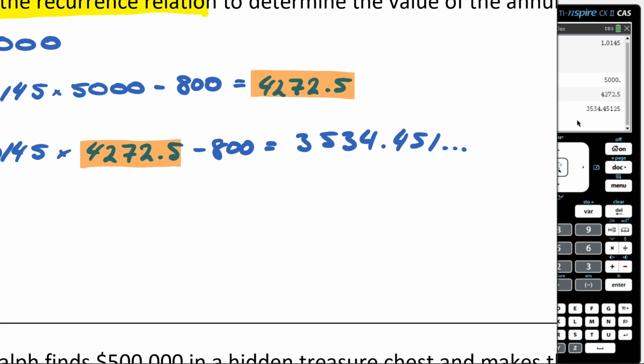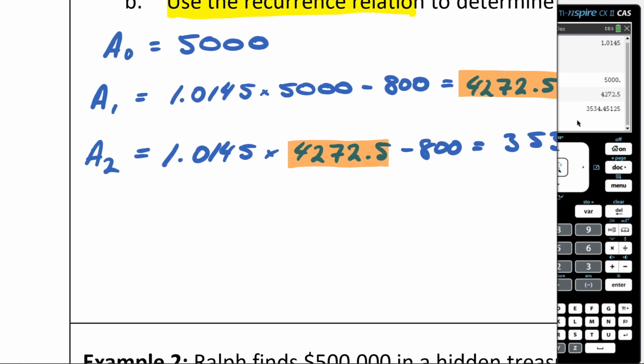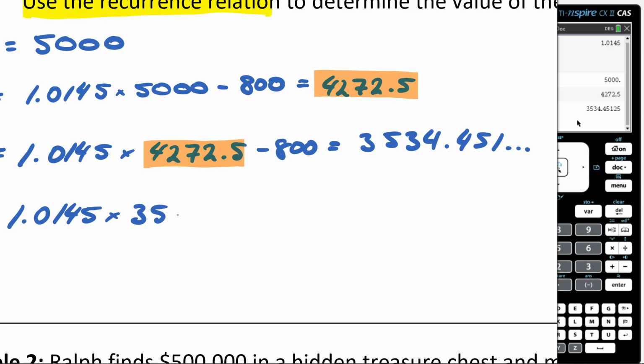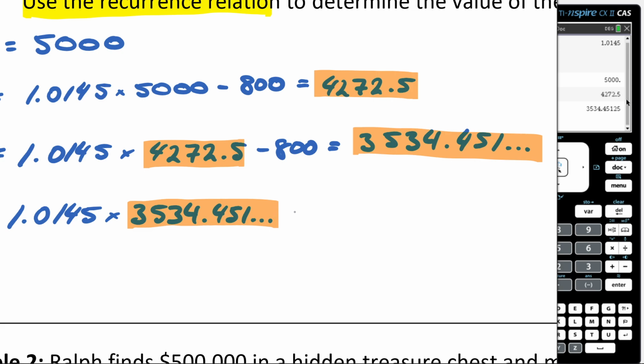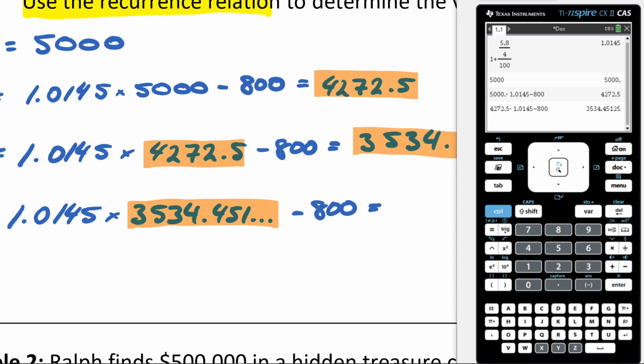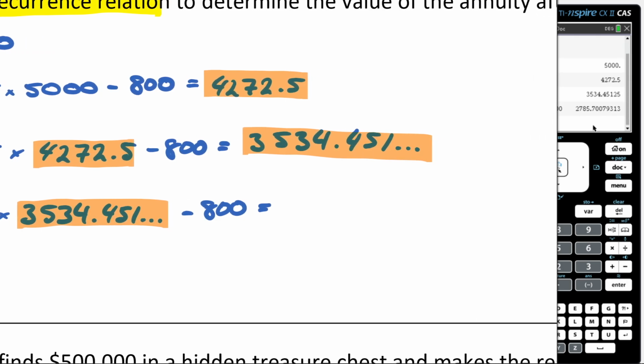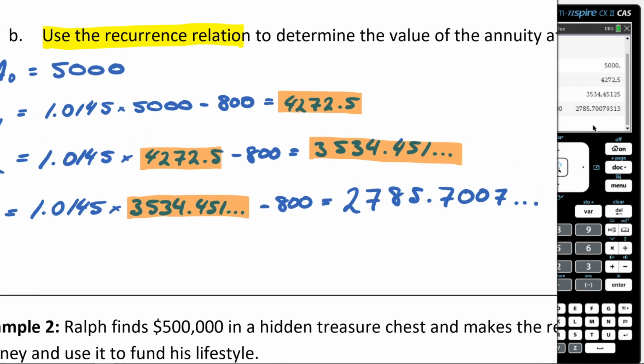But it's very important for you to recognize that I'm not rounding. You only round at the very end. So I'm going to go A3 is equal to 1.0145 times by, now this is where I'm going to copy that number there, 3534.451 dot, dot, dot. So again, what I've done here is I've taken this number and I've popped it there. The last thing I have to do here is minus 800, and then hit enter to get that number there. So I'm going to end up with 2785.7007 dot, dot, dot. Again, very important that you don't round until the very end.